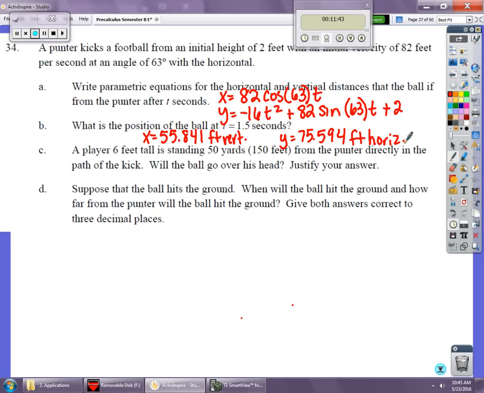Okay, a player is standing 6 feet tall. A player is 6 feet tall, standing 50 yards from the punter directly under the path of the kick. Will the ball go over his head? Okay, so what we need to know, and this is all in feet, I want to know when x is 150, right? Because we're talking about feet. So I want to know when x is 150, what is the t? So we want to know how high it is at that time.